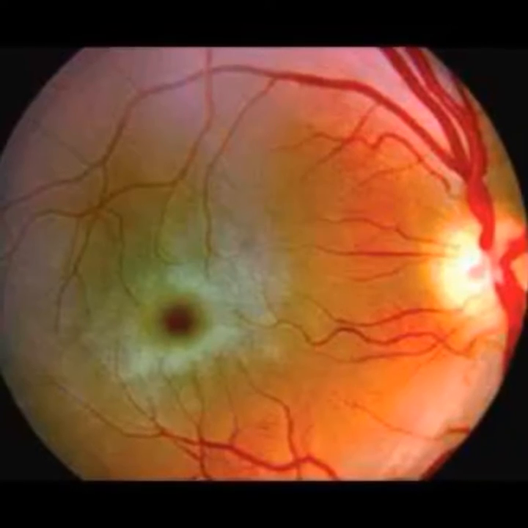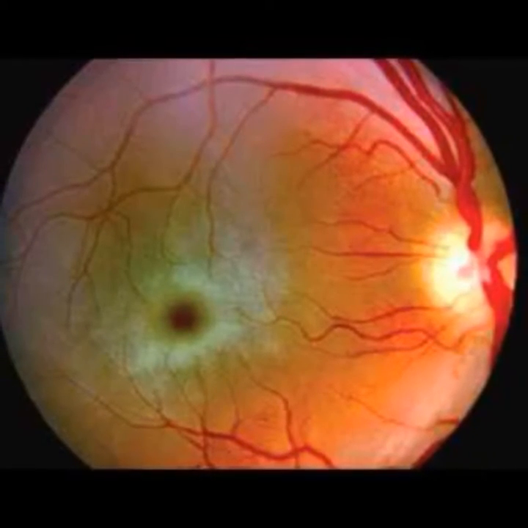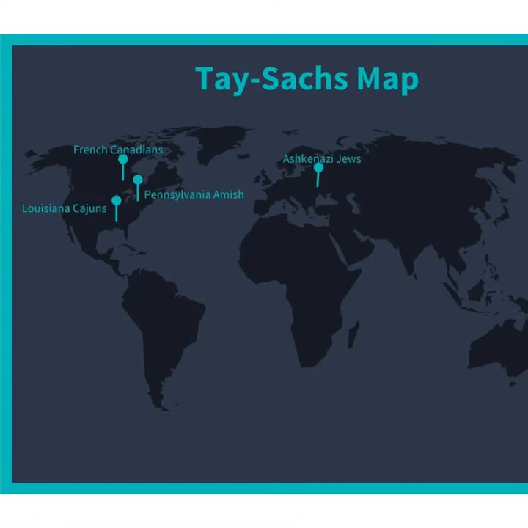History. In 1881, Warren Tay, a British ophthalmologist, observed a cherry red spot in the retina of a 1-year-old child's eye with mental and physical retardation. Later, in 1896, Bernard Sachs, an American neurologist, observed extreme swelling of neurons in autopsy tissue from affected children. He also noted that the disease seemed to run in families of Jewish origin.